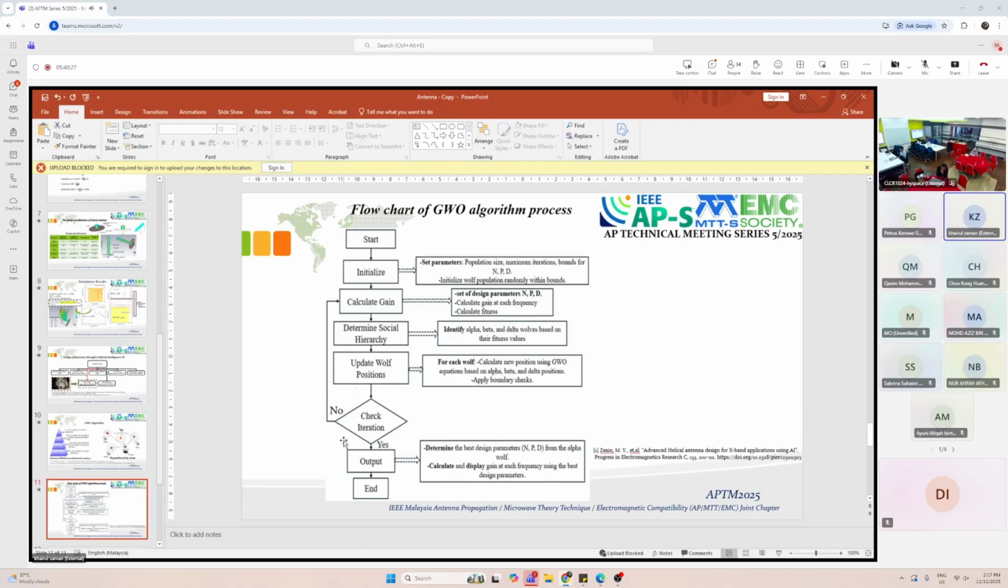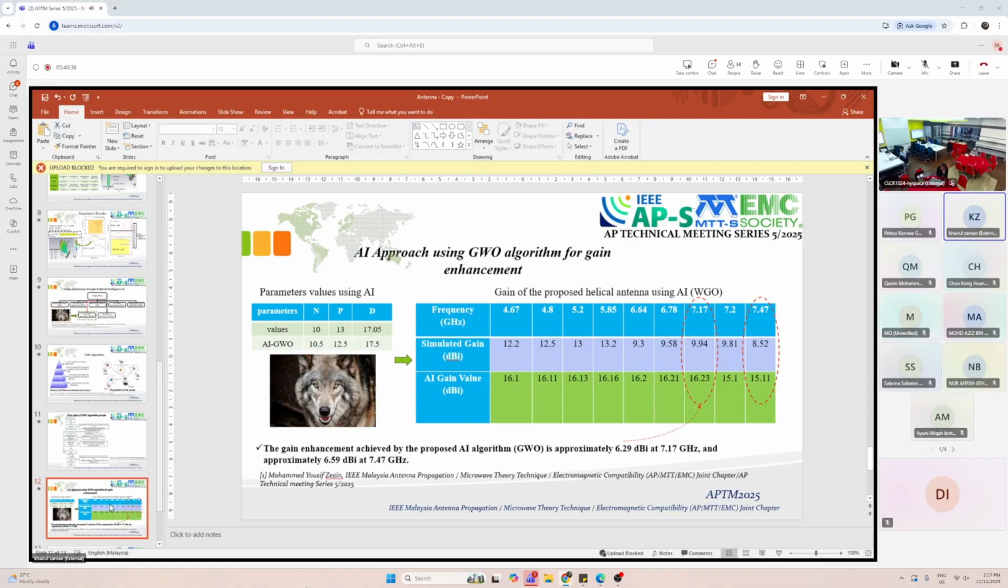So here, the output, as I mentioned earlier, the wolf will come out with a new value for N, B, and D. As we can see here, here is the alpha wolf, come out with different value for N, B, and D. This value, as we can see, N is the number of turns, as I mentioned earlier, B is pitch angle, and D is the diameter. These values are based on the value.